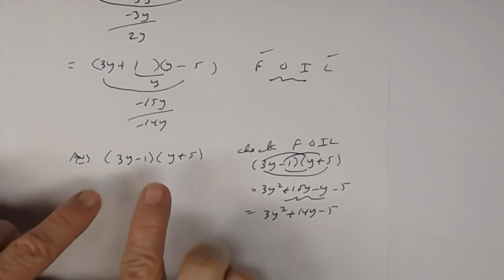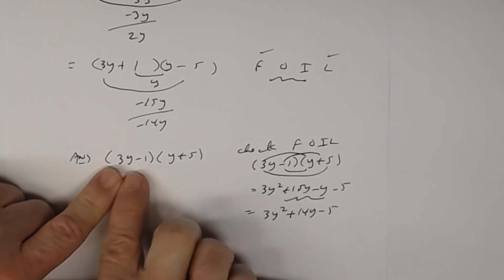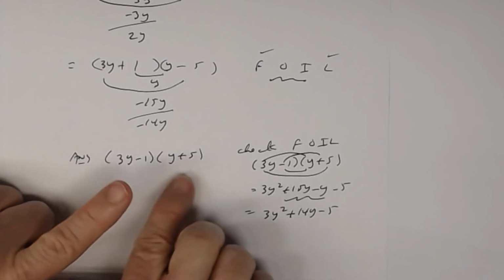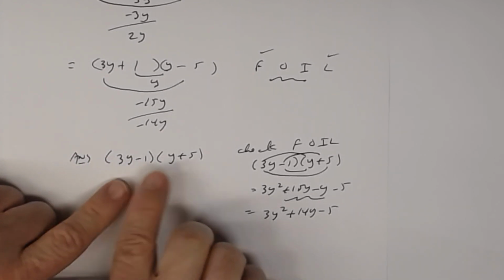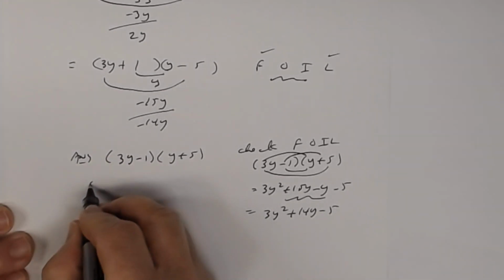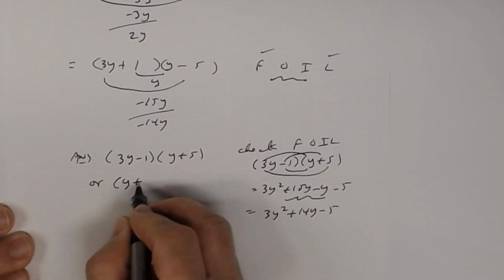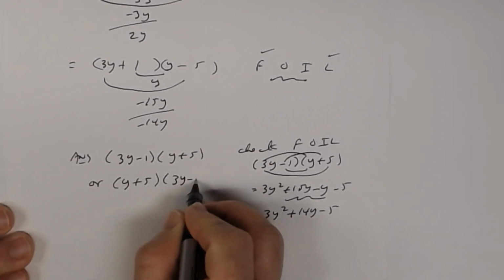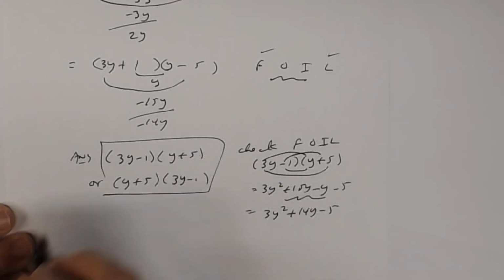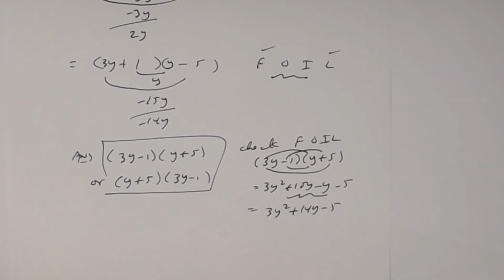Now I want to say something else. See how I wrote the factor 3y minus 1 first? Remember, multiplication is commutative, so you can multiply it in any order. So someone else could have written this as y plus 5 times 3y minus 1. Just keep that in mind. Okay, that was number 3.